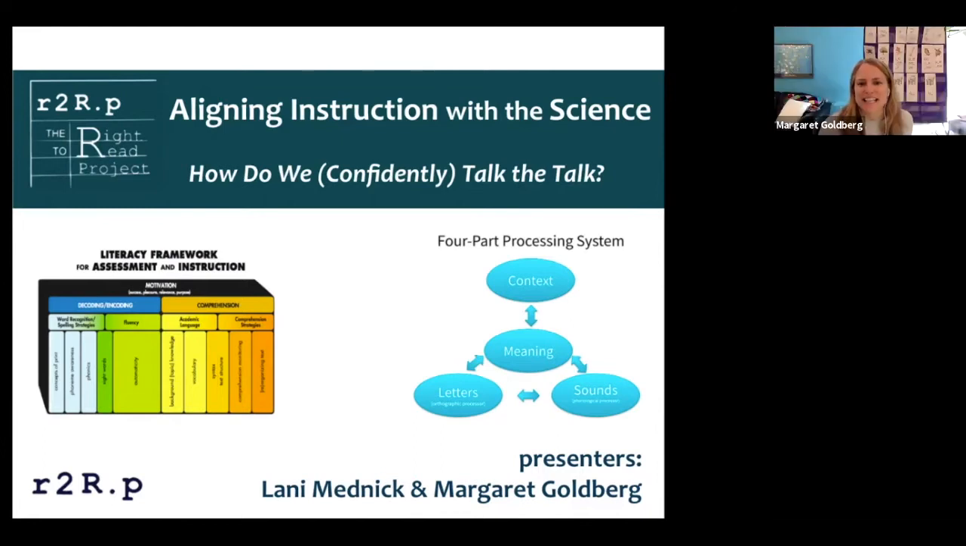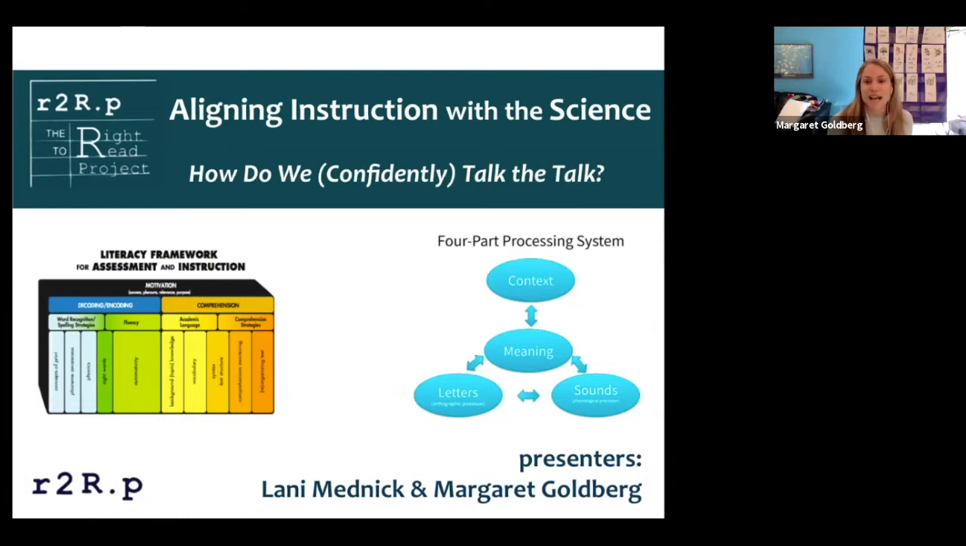So previously, Lani and I were both literacy coaches, we were interventionists, and then we also had the pleasure of working on a grant-funded project where we were helping coaches at 15 low-performing schools transform the instruction that was happening in TK to 2 classrooms to help align the instruction with the reading research.